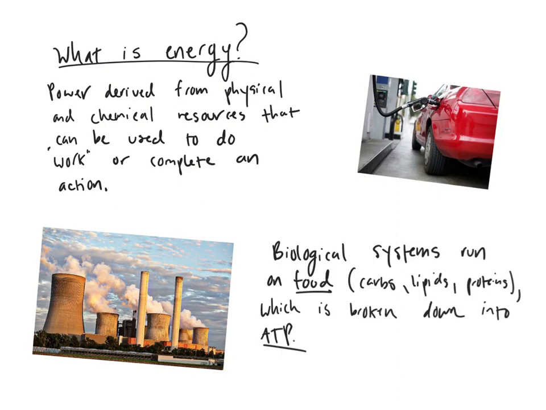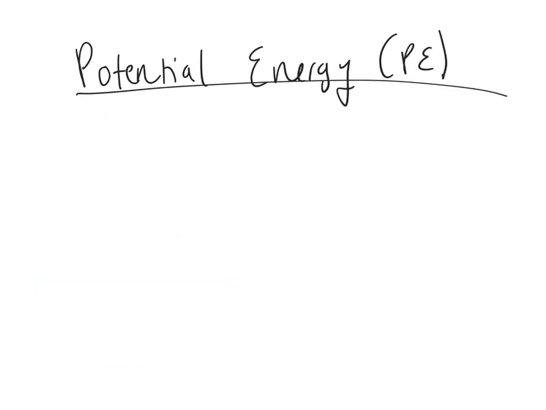Let's take a look at two major types of energy that we're going to focus on as we go through this metabolism unit. First we have potential energy, or PE, which is defined as energy that is stored in bonds. The more complex a molecule, the more bonds it has, and the more potential energy. It also can be defined by where an object is in space, which is a little weird to think about, so I'm going to give a couple examples.